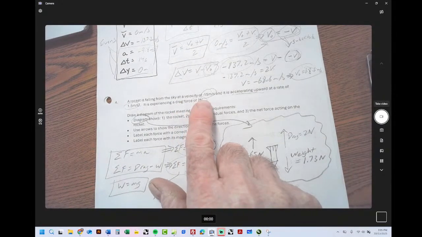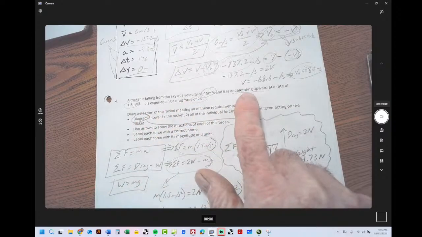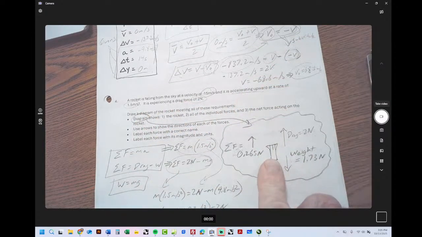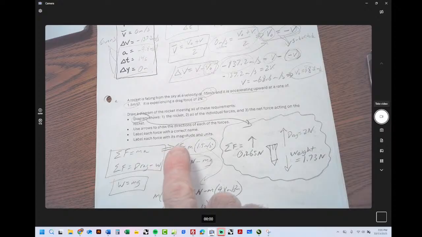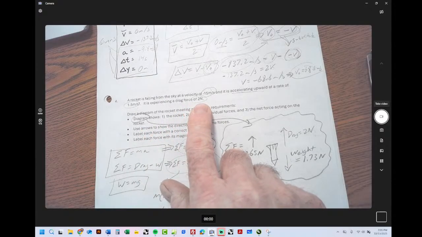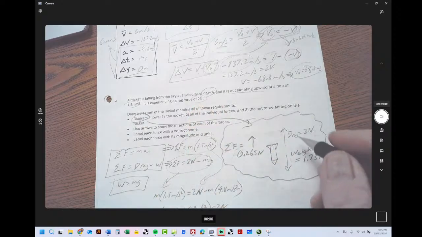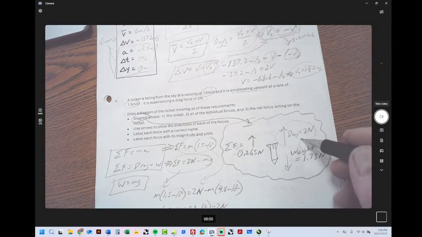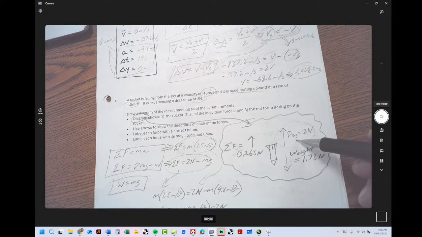So if you know what the forces are that are at play, that'll help. So it's falling from the sky, and it's accelerating upward. Maybe you don't know anything, so you could just draw it falling from the sky. So you draw your rocket falling down, and you know that it's experiencing a drag force of 2 newtons. So in the beginning I drew drag of 2 newtons. Now it's important to know that if it's falling, the drag is going to be up. So I know that I've got a positive 2 newton force there.